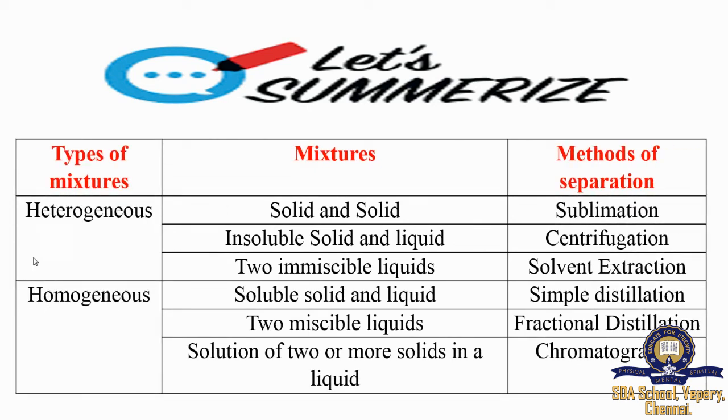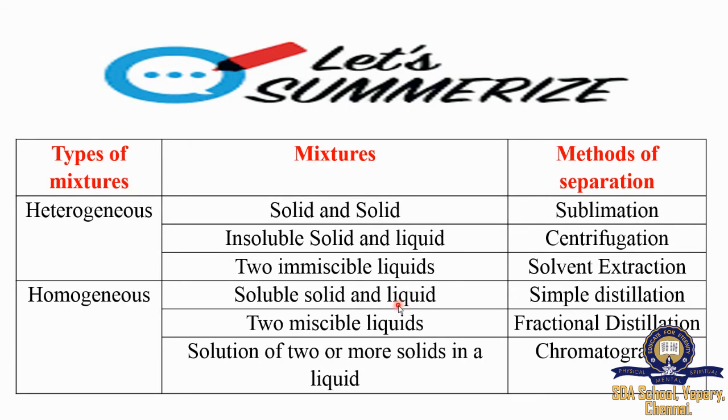So, types of mixtures we know: heterogeneous mixtures and homogeneous mixtures. Under heterogeneous mixtures, if it is a solid and solid mixture, the best method to use is the sublimation method. If we have an insoluble solid and a liquid, then the best method of separation is the centrifugation method. If we have two immiscible liquids, the best example being oil and water, we can use the solvent extraction method.